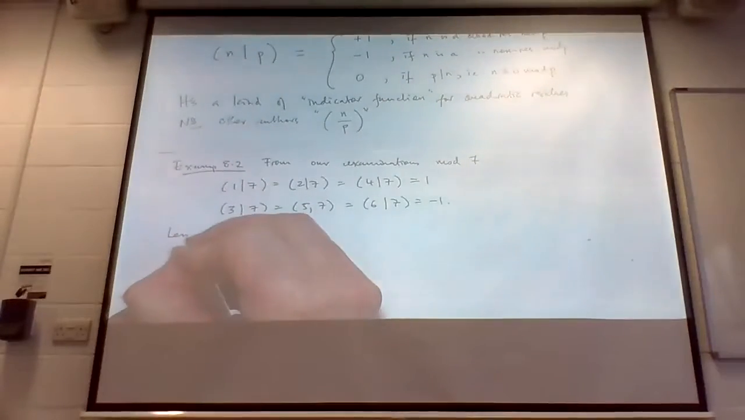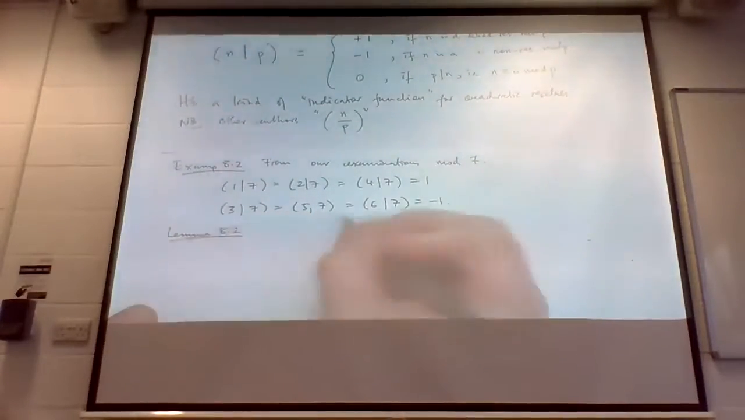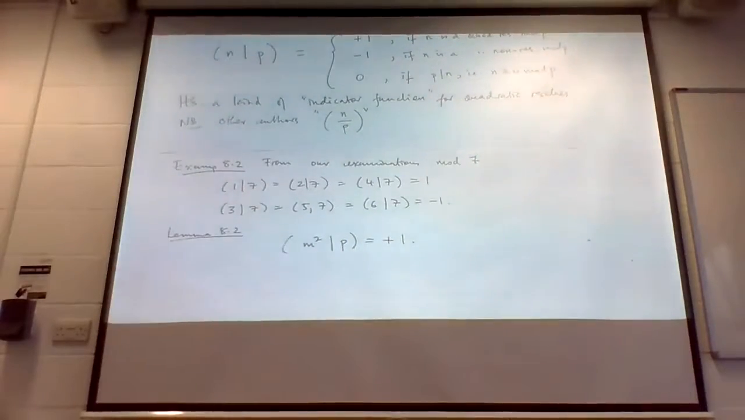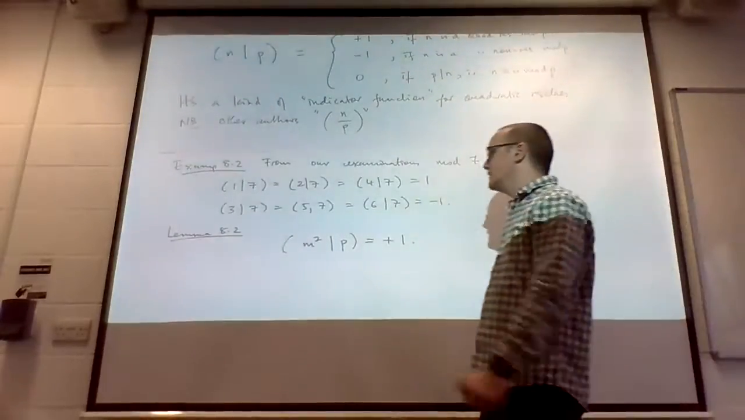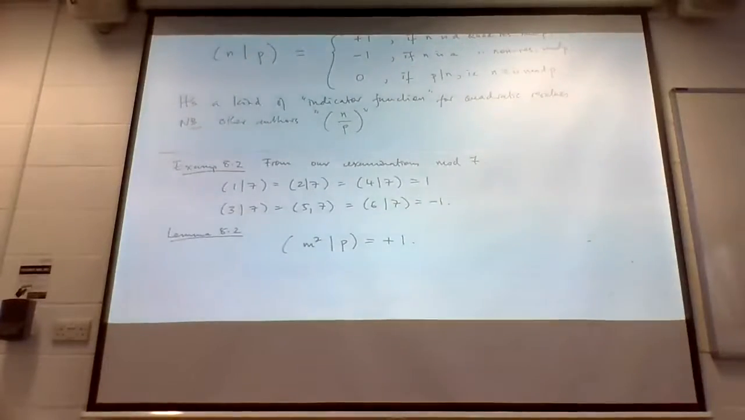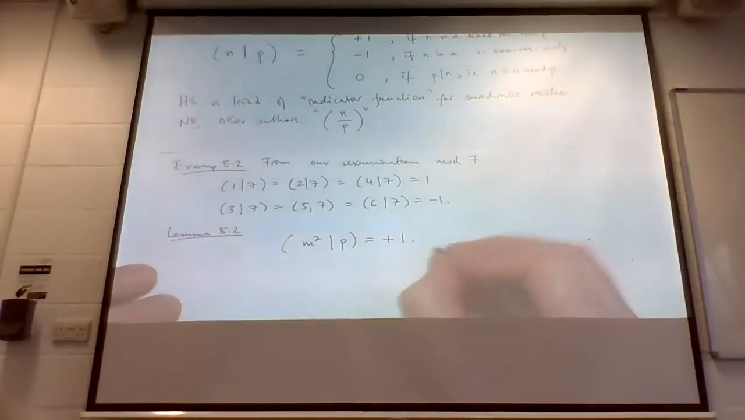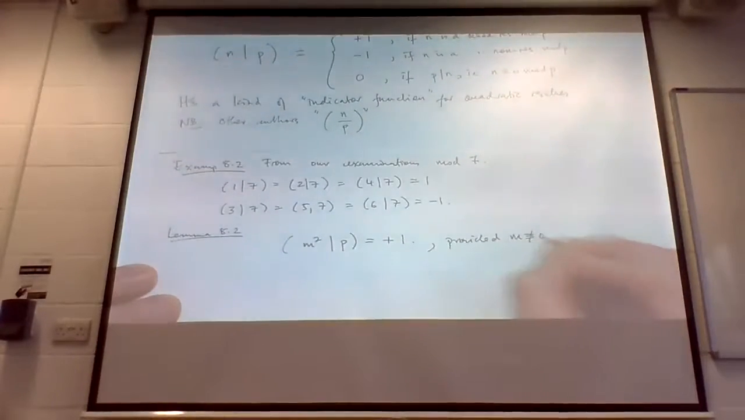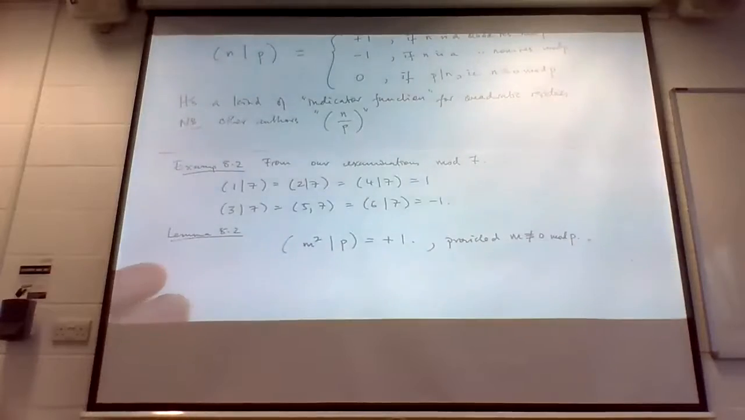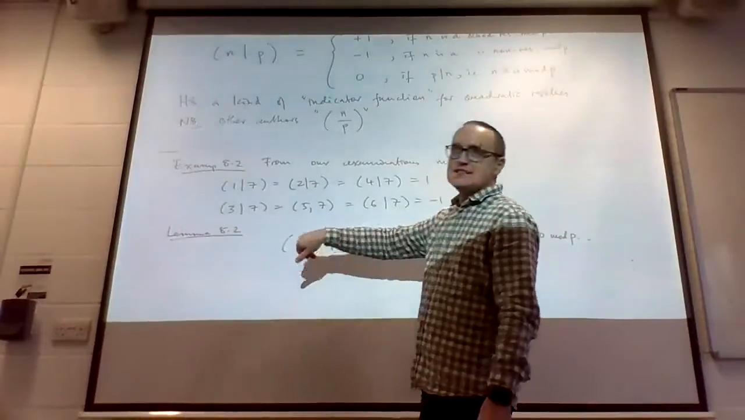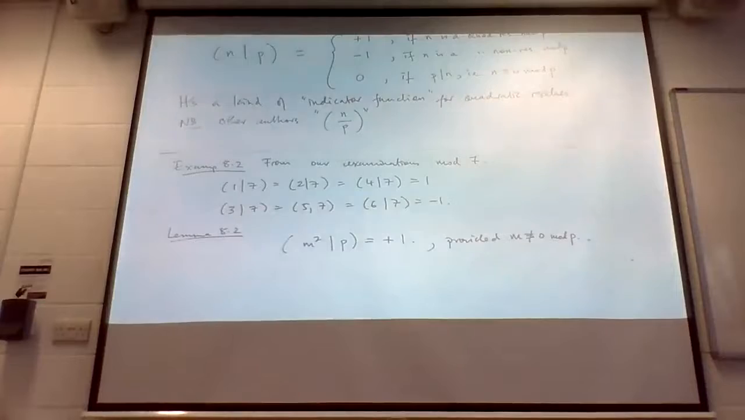Lemma 8.2: you can immediately say that this kind of thing is always going to be +1. m squared is clearly a quadratic residue because it's the square of m, provided m is not congruent to 0 mod p. If m is a non-zero congruence class, then m squared is definitely a quadratic residue.